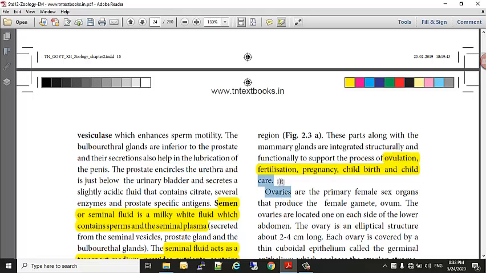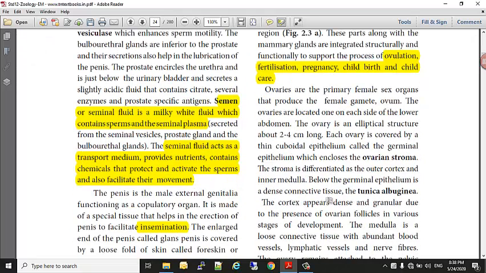What are the processes supported by the female reproductive system? Yes, ovaries are the primary female sex organs that produce the female gamete, the ovum. The ovaries are located on either side of the lower abdomen. You have seen in the video.